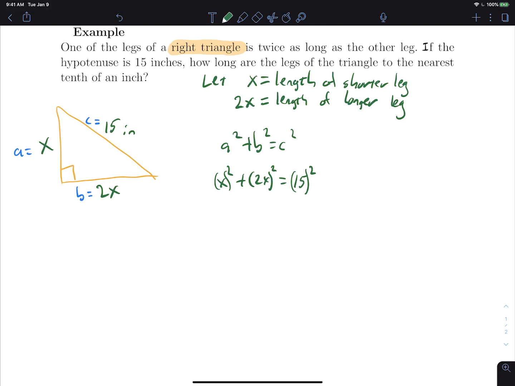And then simplify. x squared is just x squared. And then plus 2 squared, which is 4, and then x squared, which is, of course, x squared, equals 15 squared, and that is 225. Awesome. At this point, just combine like terms on the left-hand side. That's going to give us 5x squared, and on the right-hand side, it's going to be 225. And we just want to solve for x, so the best thing to do is get rid of the 5 because 5 is not being squared. So let's just divide by 5 here.